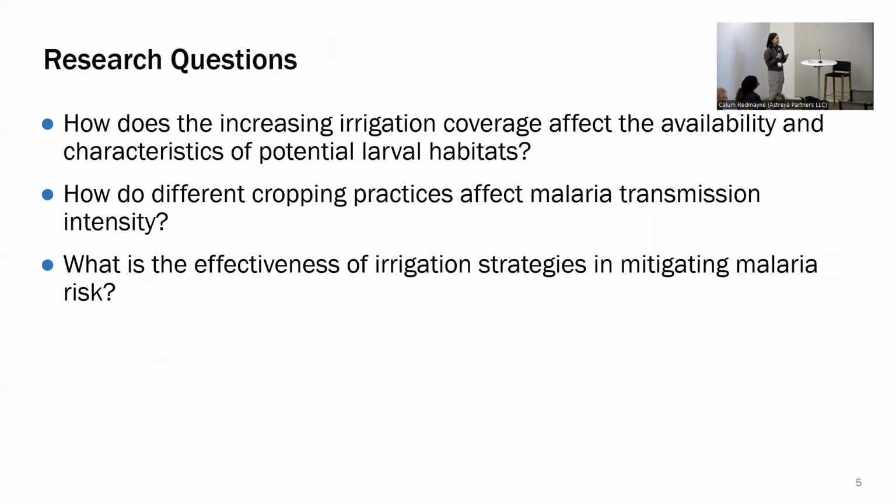In this context, we developed a few possible future agricultural practices and hope to answer the following research questions. Firstly, how does the increasing irrigation coverage affect the availability and characteristics of potential larval habitats? Secondly, how do different cropping practices affect malaria transmission intensity? And lastly, what is the effectiveness of irrigation strategies in mitigating malaria risk?